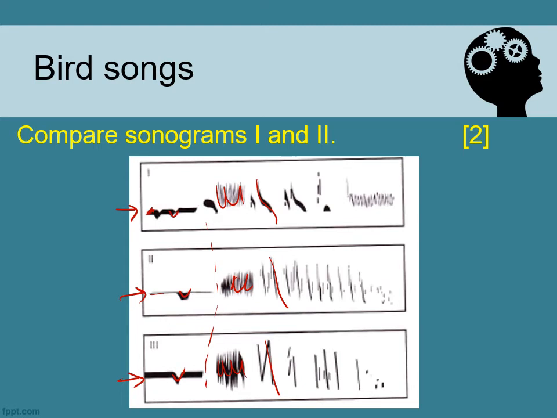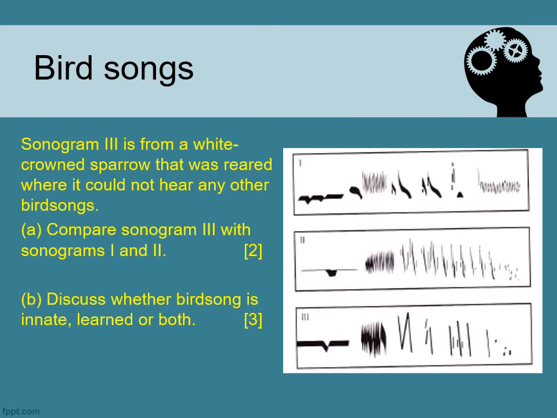So on an IB exam, you might see a question kind of like this. So we have this comparing, so the sonogram 3 is a bird that was away from other birds. Poor baby, can you imagine growing up with no one singing to you? So anyhow, this baby was born, reared alone, no bird songs in its youth. Compare 3 with 1 and 2. This is kind of what we just did.